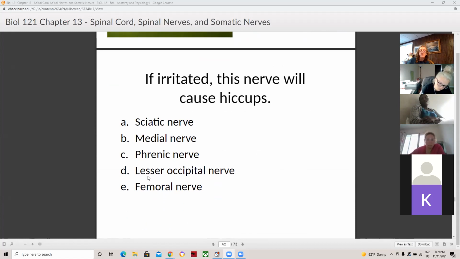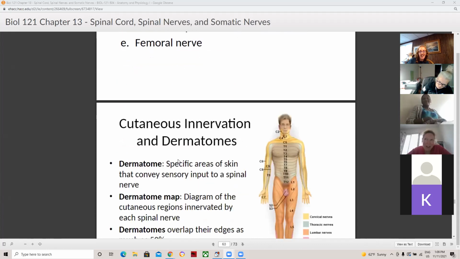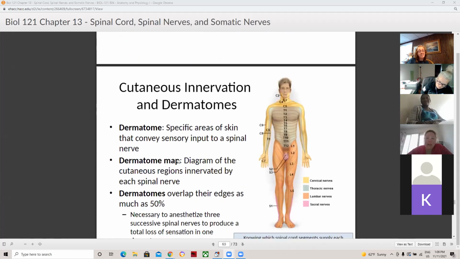C. How did you know that right off the top? Well, because we were just talking about how it affects breathing. C3, C4, and C5 keep the diaphragm alive. Yeah, that one. You're right. My recall isn't 100%, but it's pretty good.